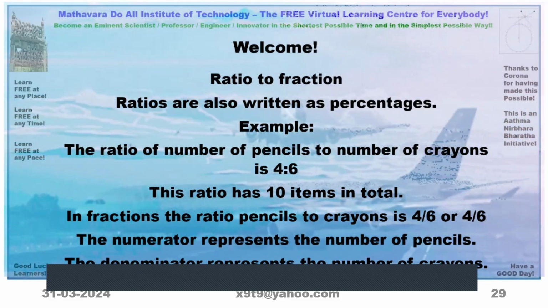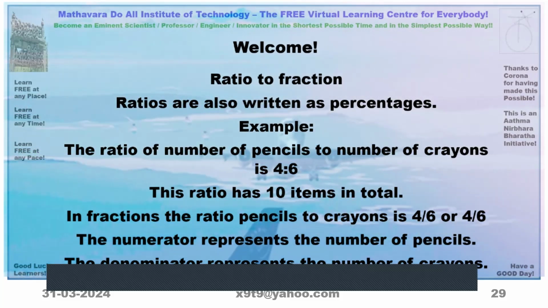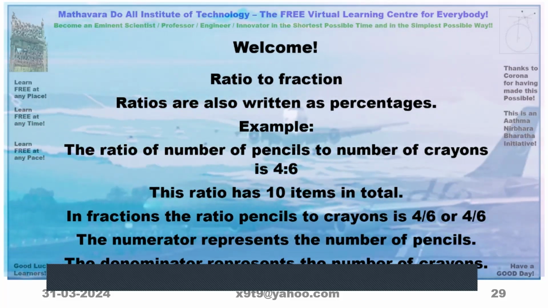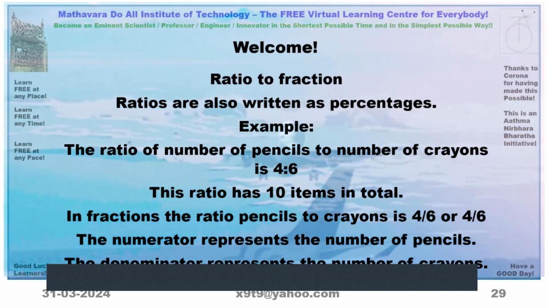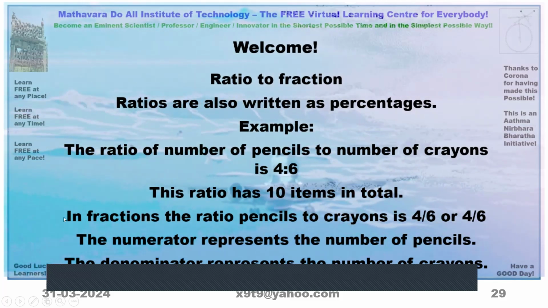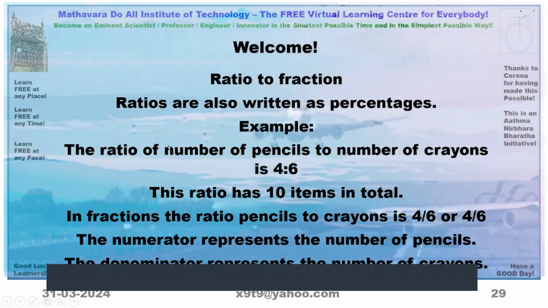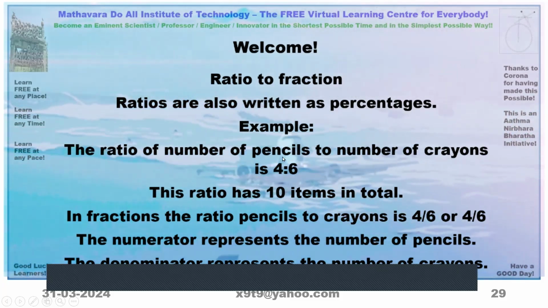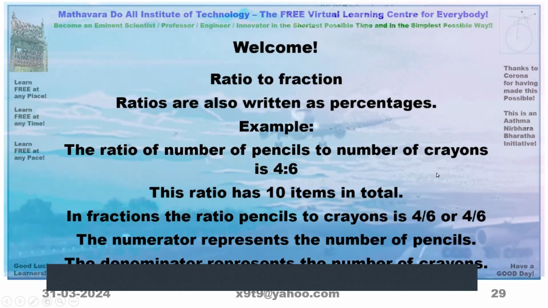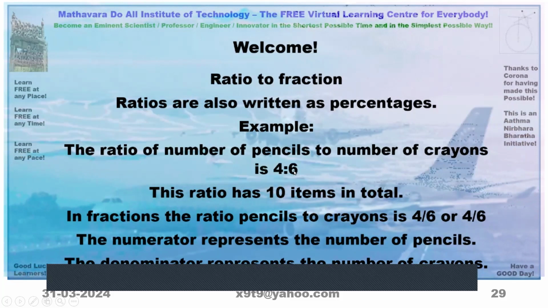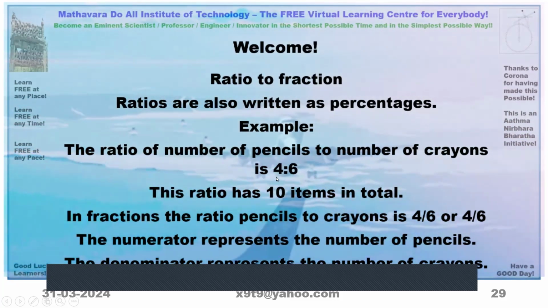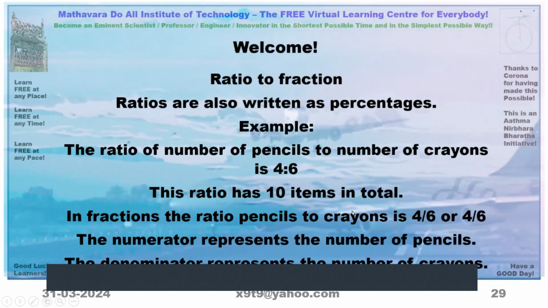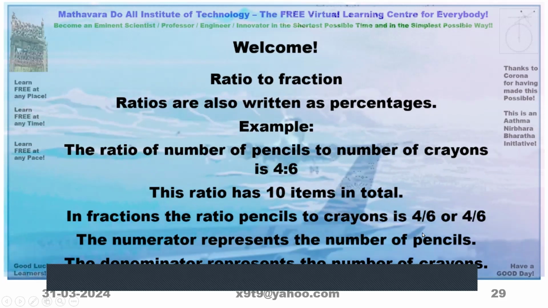Ratio to fraction. Ratios are also written as percentages. Example, the ratio of the number of pencils to the number of crayons is 4 to 6. The pencils come first, so that gives us 4. The number of crayons is 6. Adding them, the total number of items is 10. So in fractions, the ratio of pencils to crayons is written as 4 divided by 6.